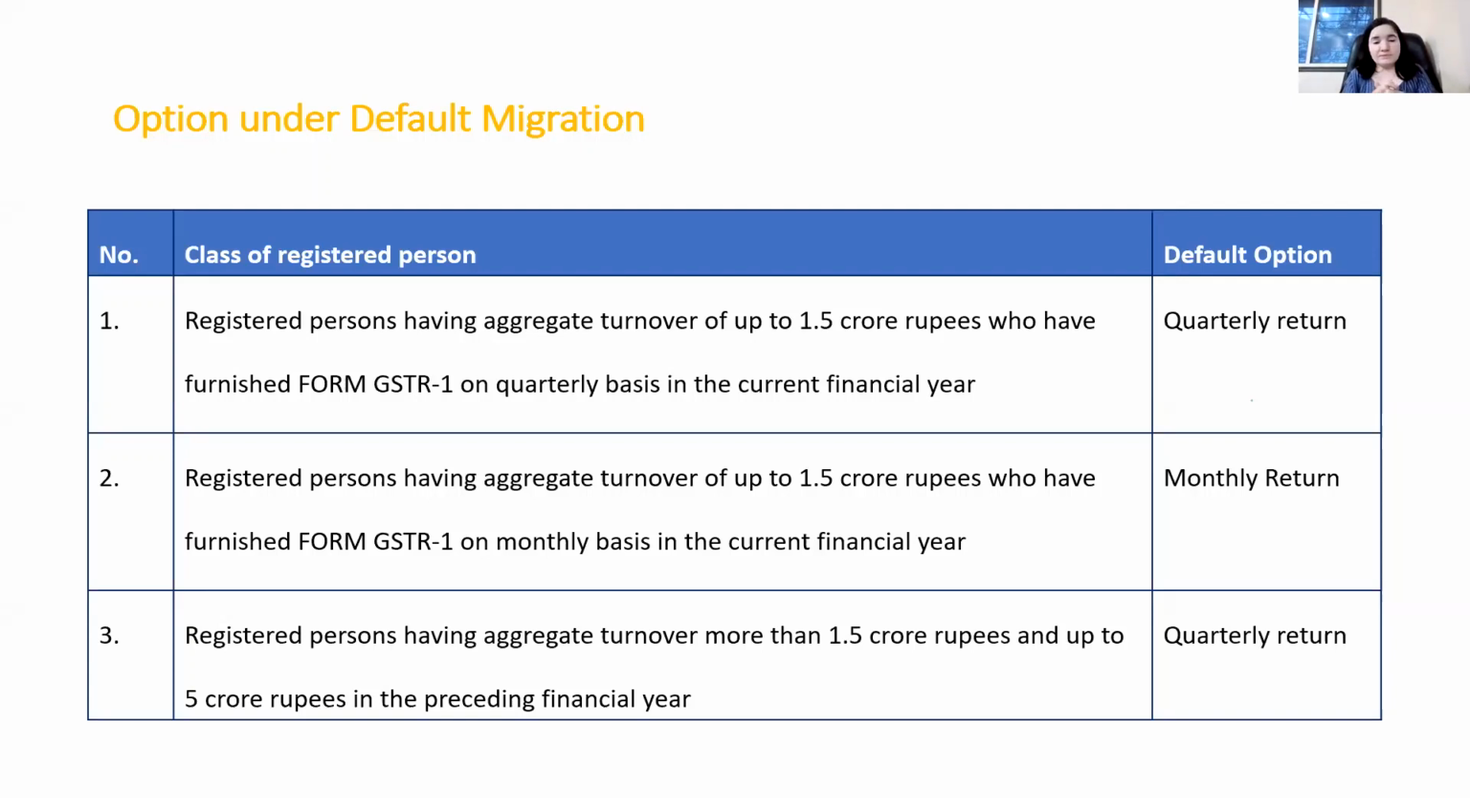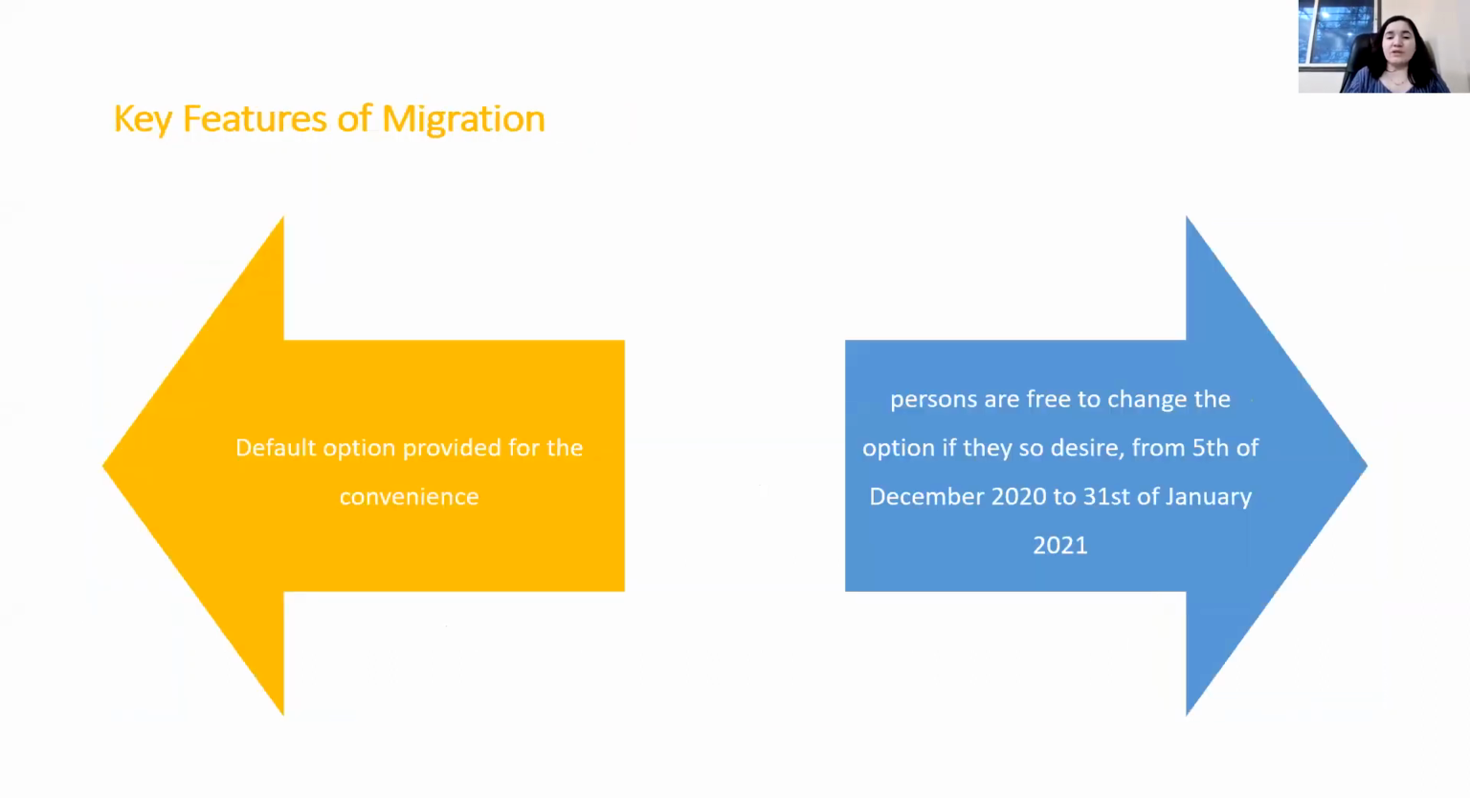Further, the taxpayer having an aggregate turnover of more than 1.5 crore was by default transferred to the quarterly return. So the default option is provided for convenience. So friends, there is no compulsion. You have to check whether the scheme is applicable, whether the migration is correct. For each and every parameter, check whether the default migration is correct first, or if it is not correct, you have to opt out of that migration.